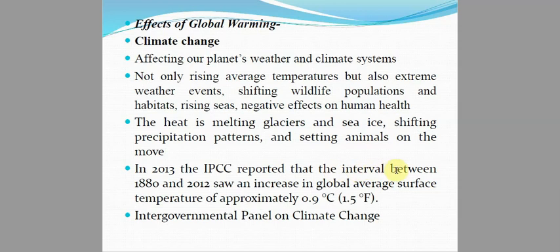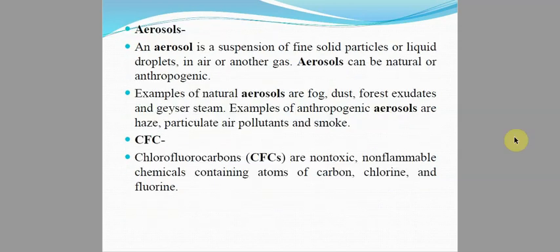Another effect of global warming: in 2013 the IPCC, that is the Intergovernmental Panel on Climate Change, reported that the interval between 1880 and 2012 saw an increase in global average surface temperature of approximately 0.9 degrees Celsius. So between 1880 and 2012, the temperature of Earth's surface increased by around 0.9 degrees Celsius. So you can see the gravity of the problem here, within just 100 years.